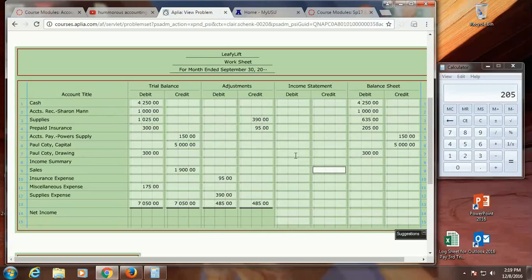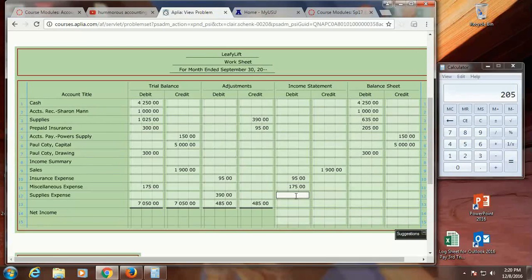And then I reached income summary, so I have to go to sales, and so sales I'm going to move over to the income statement columns, debit and credit column. I'm going to put the credit of 1,900 in the credit column for income statement. The 95 is a debit on the adjustment, so I'm going to put 95 as a debit on the income statement column. Then the 175 for miscellaneous expense is a debit on the income statement column.